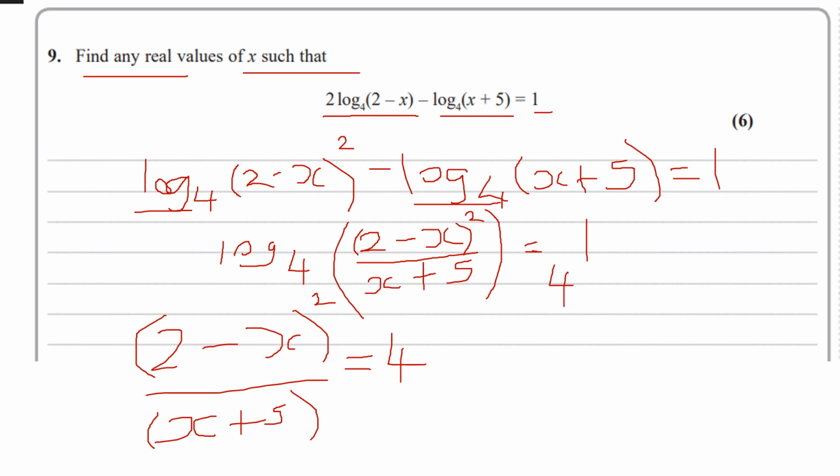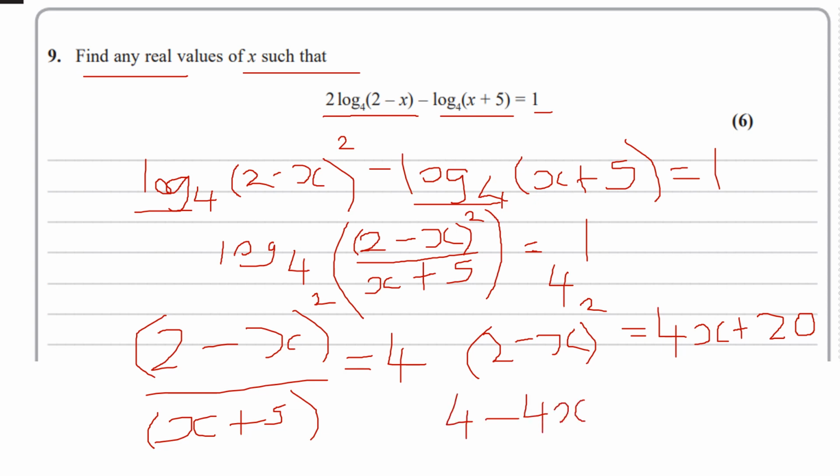Now times both sides by (x plus 5). So I get (2 minus x) all squared is equal to 4 lots of (x plus 5). So I'm going to have 4x plus 20. Expand the bracket on my left hand side. I get a quadratic equation. Okay, so I'm going to have 4 minus 4x plus x squared when I expand this bracket. Remember that it's (2 minus x) times (2 minus x). Okay, it's a double bracket.